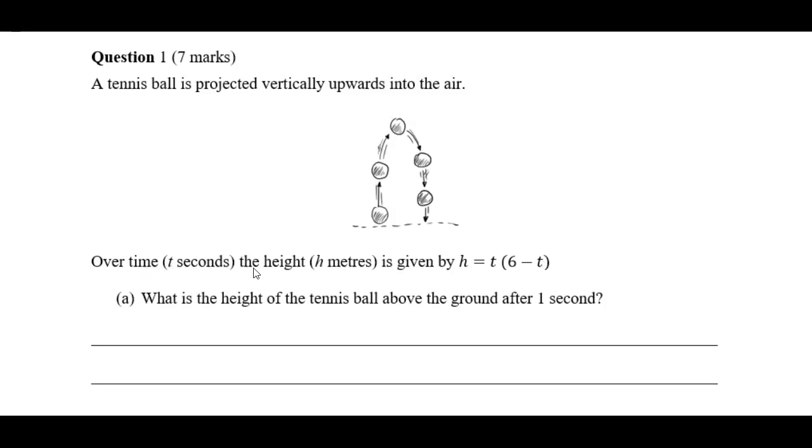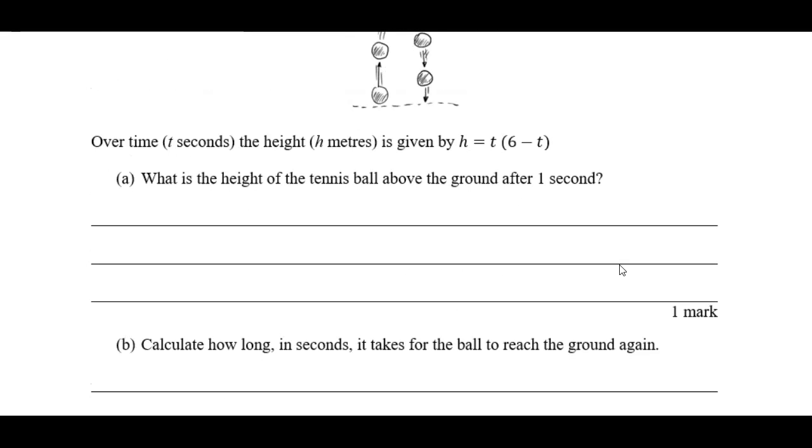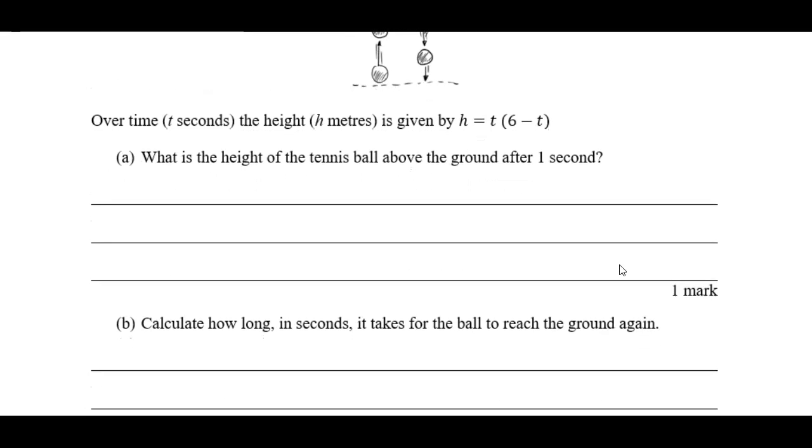All right, over time, t seconds, the height, h meters, is given by h equals t times (6 minus t). So this is your quadratic. Okay, so it's there. We're learning quadratics. If it doesn't look like a quadratic because it doesn't have a little 2, it's a quadratic function, because if we were to expand this, you'd get your t squared.